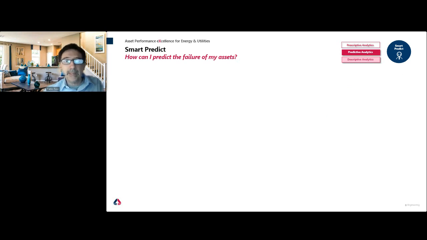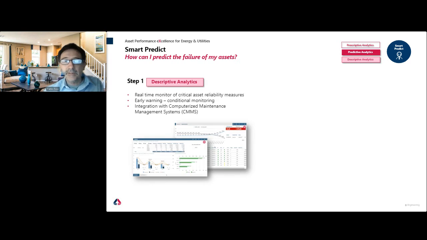There is maybe step one, where the focus is on data, so collecting real time data and monitoring critical asset reliability measures in order to provide early warning. So we start understanding out of the data what the conditions are that can influence the reliability of my system.